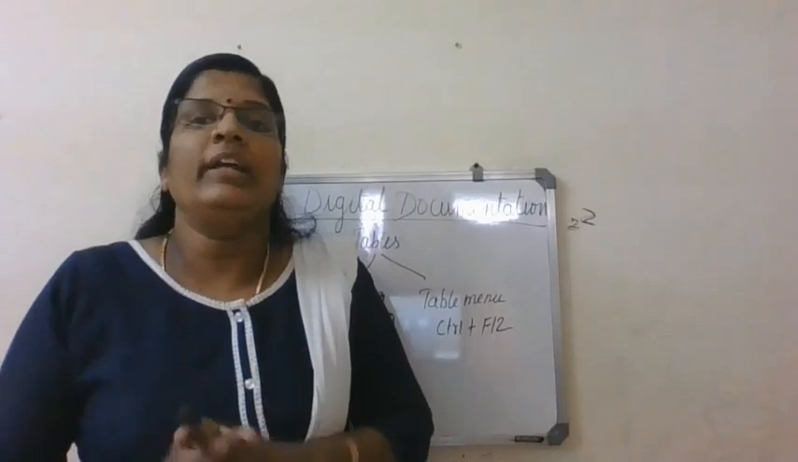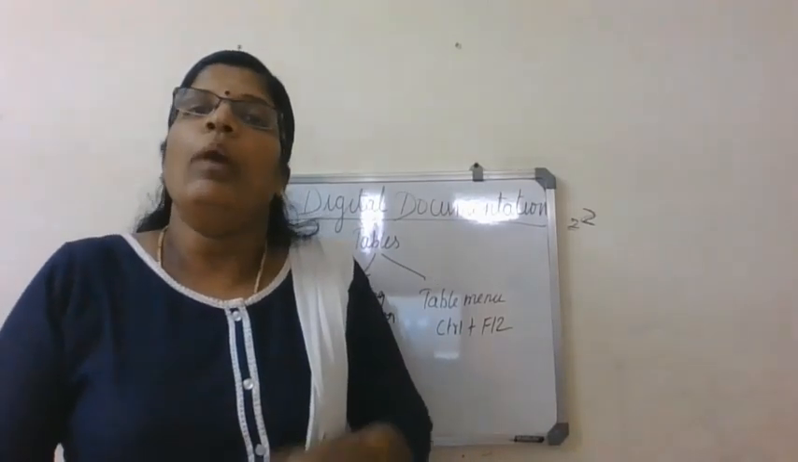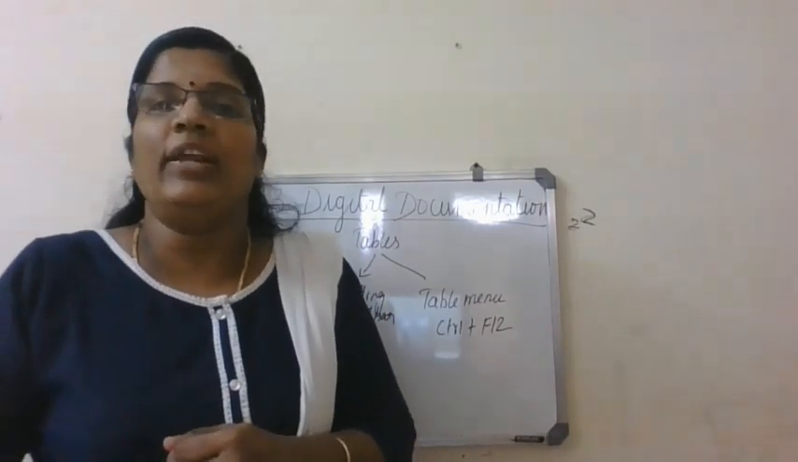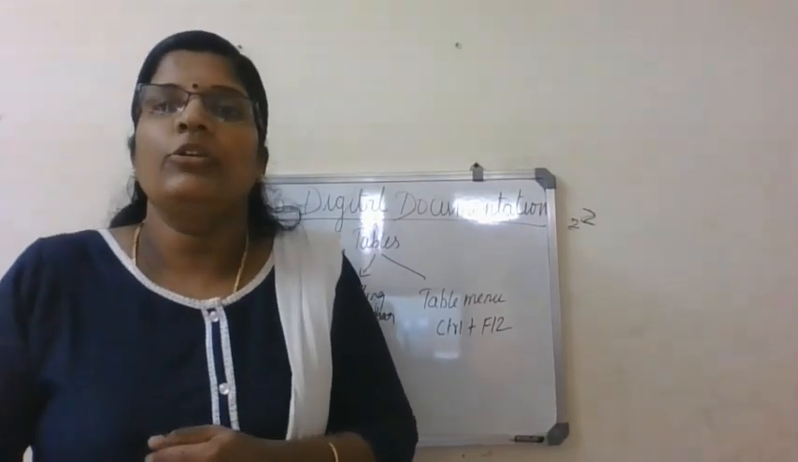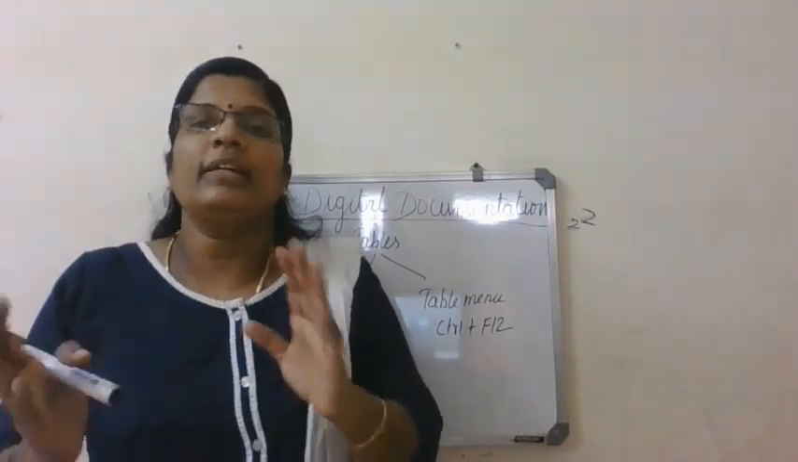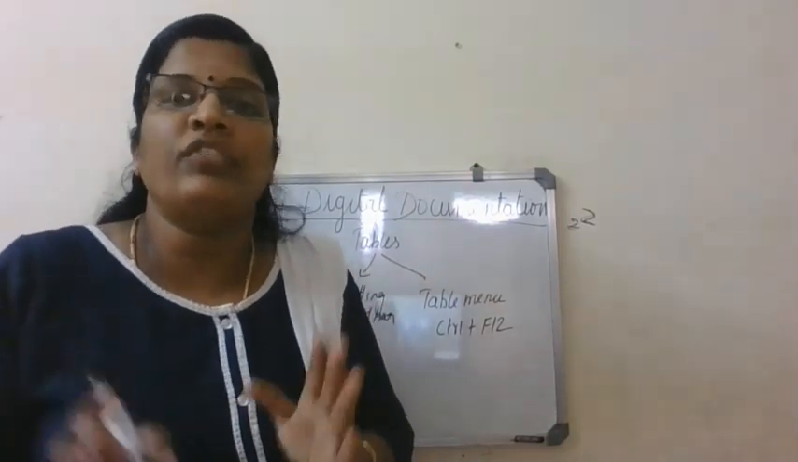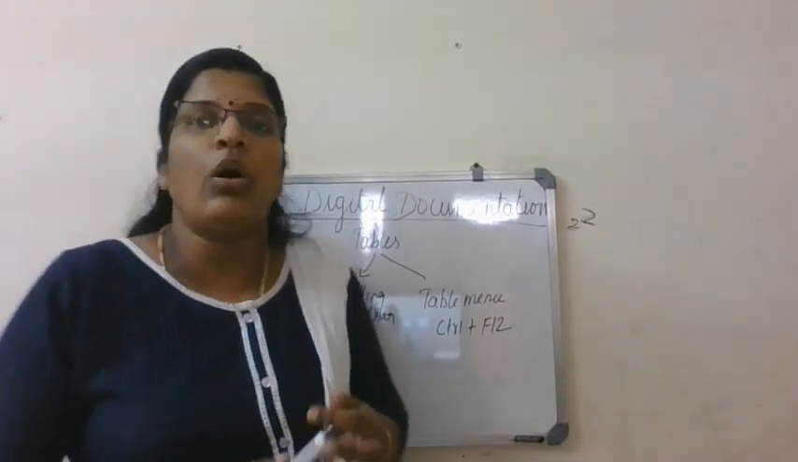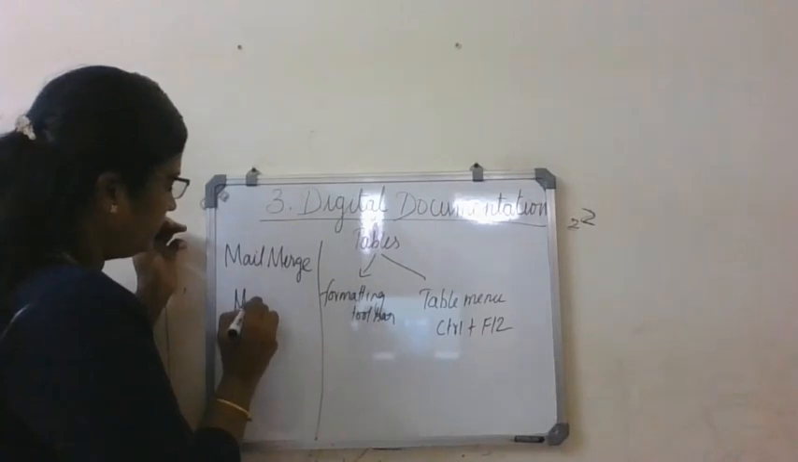The body of the letter is going to be the same. Only the name changes in each letter. So how does it happen? It happens with the help of mail merge. You can just create an invitation or a body of content just once. That is called the main document.